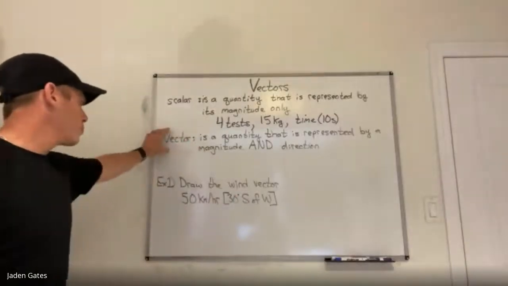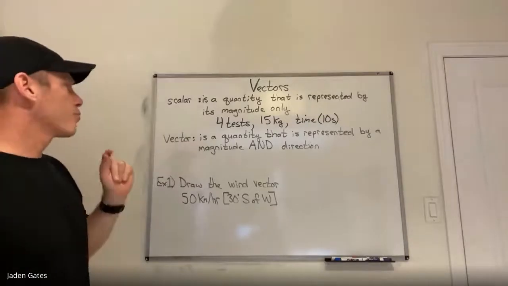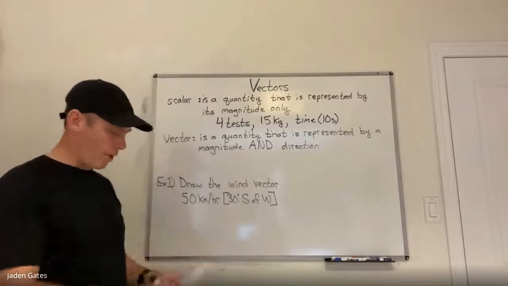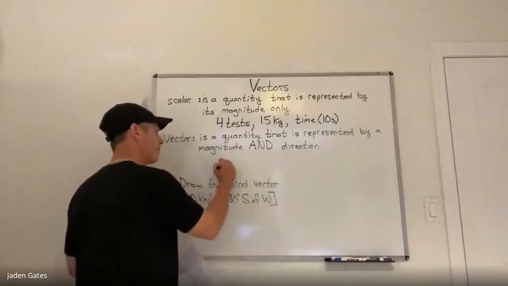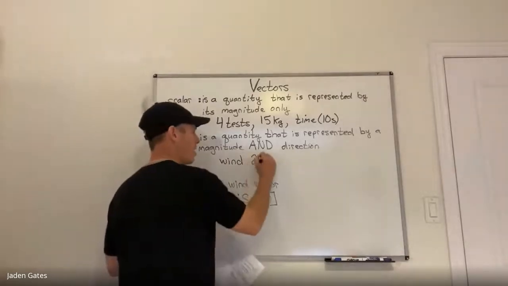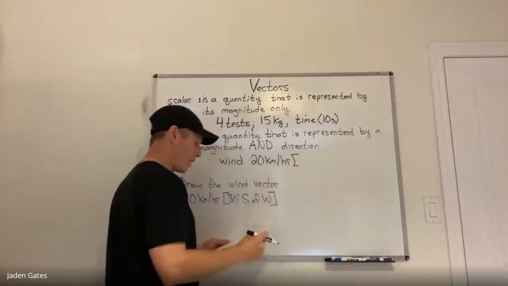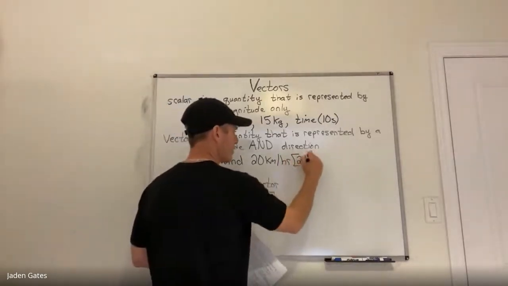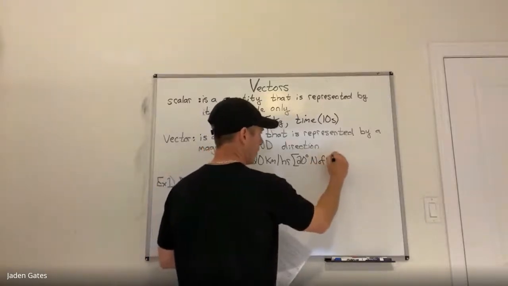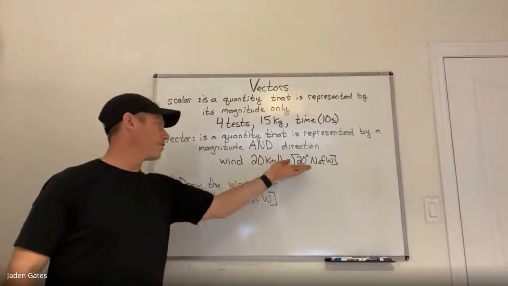Now, the most important thing for us is something like a vector, which is a quantity that is represented by magnitude, so a number, and direction. So, for example, if we're talking about a wind, well, we could have a wind, say, 20 kilometers an hour. And then directions here, we could have something like this, 20 degrees north of west. So that, again, is a vector because we have magnitude and direction.